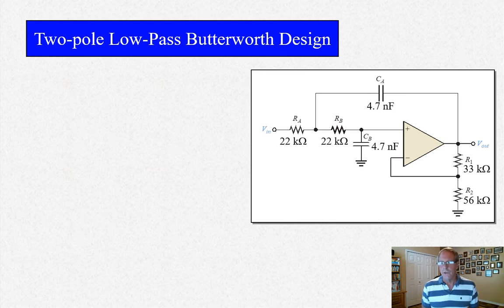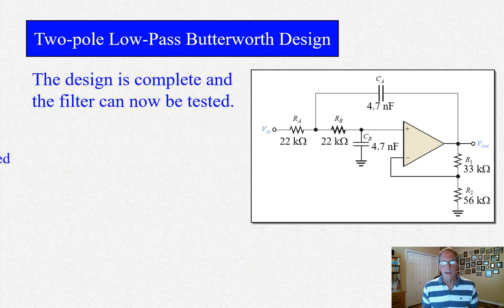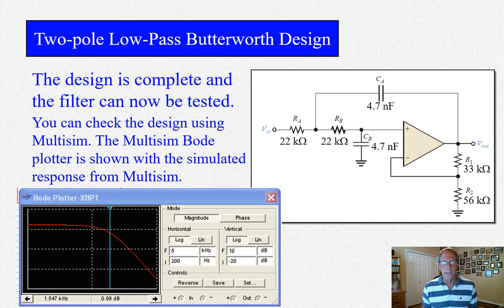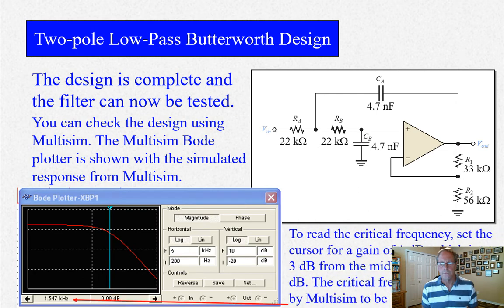Okay, so here's our 33K and our 56K, and this is sort of where we left off last week. This demonstrates the Bode plot from the Multisim simulator with a full circuit. Okay, so you get that 40 dB per decade roll off. The actual cutoff frequency is 1.547.